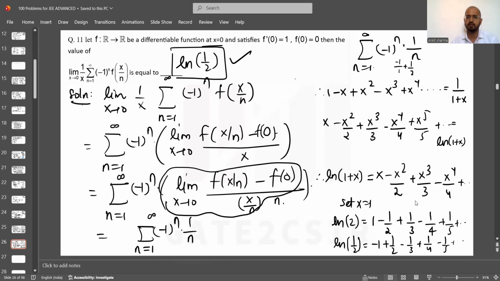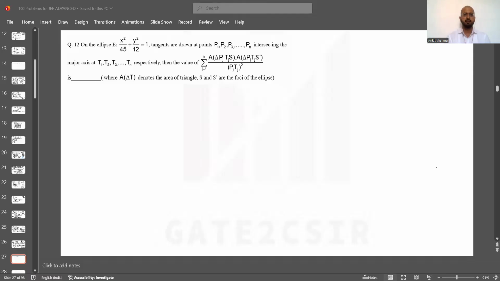Coming to the next question. So then we have an ellipse x square over 45 plus y square over 12 equal to 1, and tangents are drawn at points, intersecting the major axis at these points. Then the value of these triangles, whatever they are, let's see.